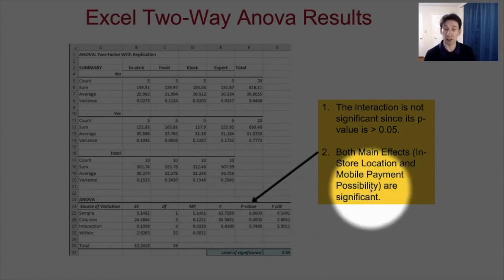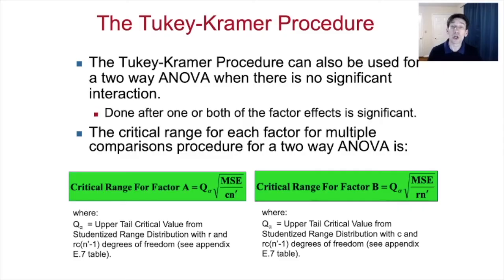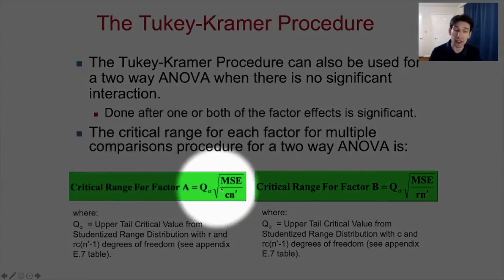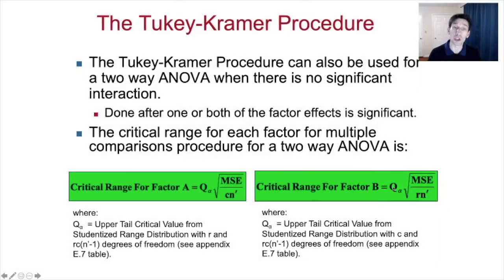A few words on the Tukey-Kramer procedure for a two-way ANOVA. It also exists. It is also done only after one or both of the factors have been shown to have significant effects. Again, I'm not going to tell you how these critical ranges are computed, but I'm going to show it to you so you have it for future reference.